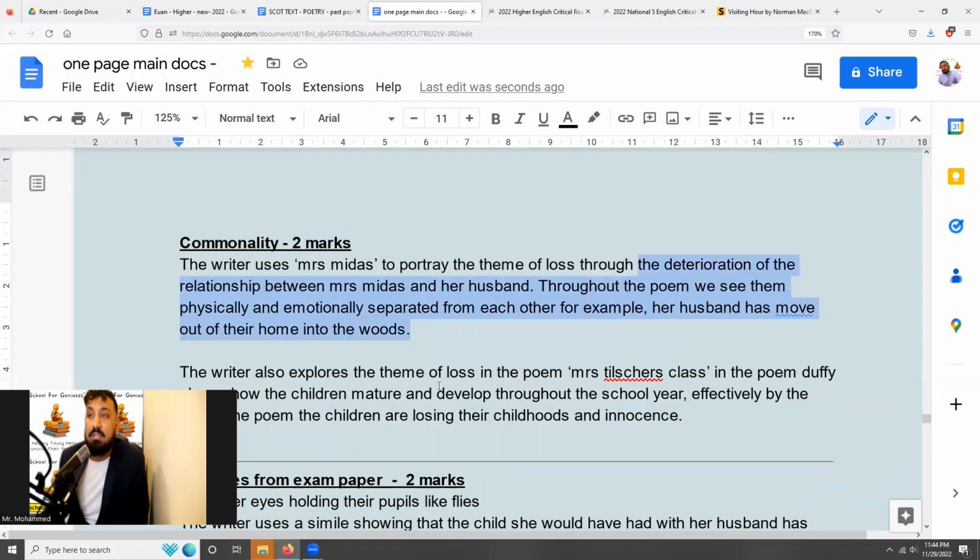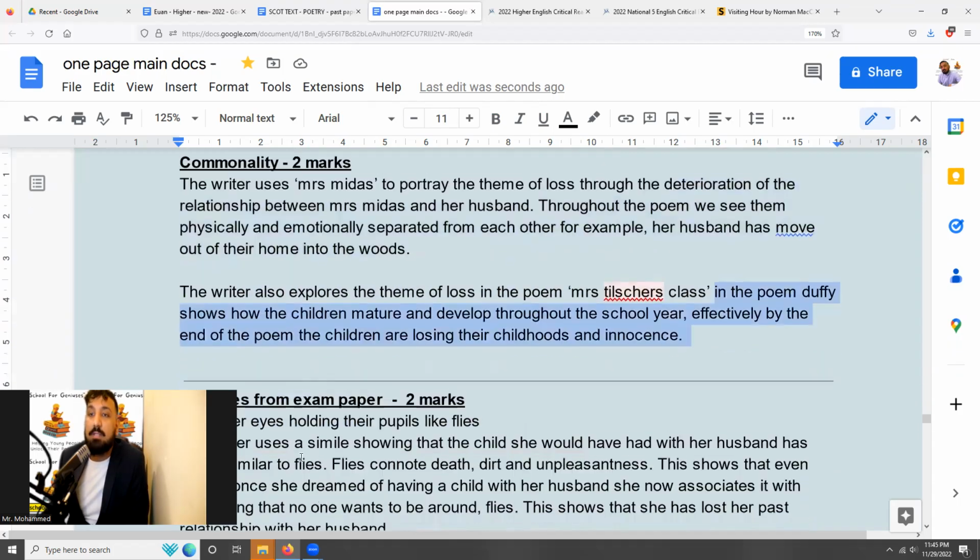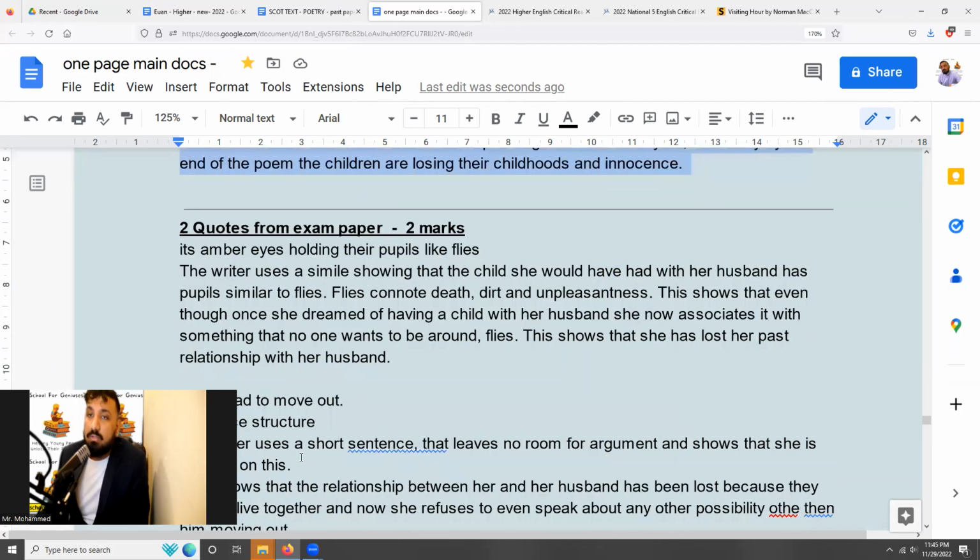Okay, then she does the same thing for the other text, which is Mrs Tilsher. And again, you see the name of the text, the question, and then an example of what the commonality is. So again, the commonality here was theme of loss. You see the key parts: name the text, quote the question, give the example of what you see in terms of the commonality. Okay, and then she goes on to give the quotes.